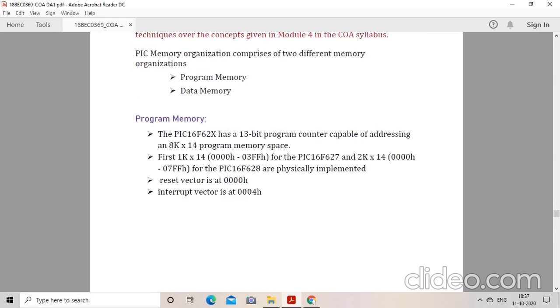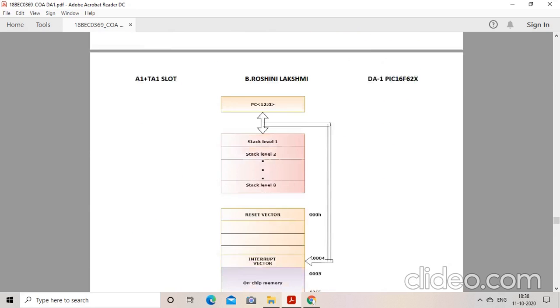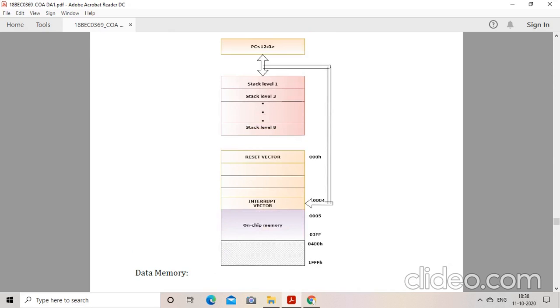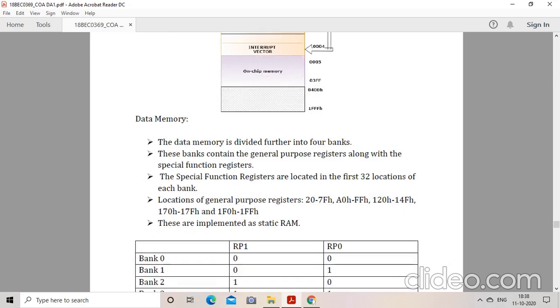Program memory has a 13-bit program counter capable of addressing 8K cross 14 program memory space. That is, an 8K address program memory space of 14-bit elements. These are the 8 stack levels in the program memory, and then the interrupt vector and then the reset vector. Coming to the data memory.